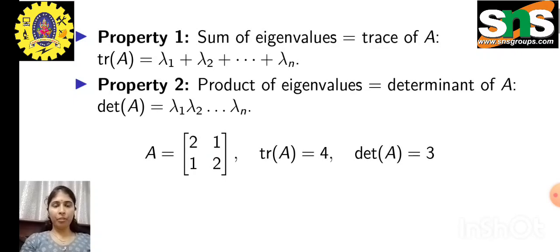For example, if I have a matrix A equal to [2, 1; 1, 2], then using the first property we can write trace of A is equal to 2 plus 2, which is 4. And on using property 2, we can write determinant of A is equal to 3. Using the characteristic equation, we find 2 into 2 is 4, minus 1 is 3, which is 3.